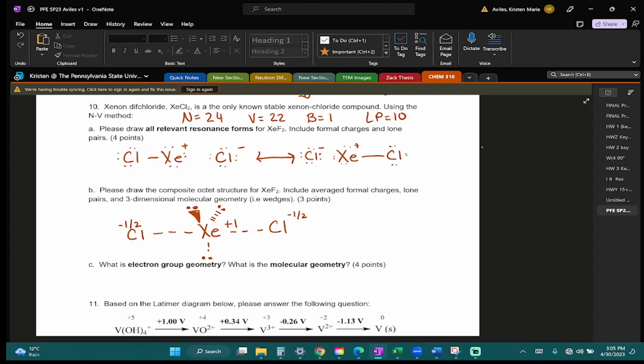So if I have 5 domains, what electron group geometry is this? What's the shape of 5? That's a question I never thought I would ask. Does anyone know the abbreviation for it, maybe? Yeah, there we go. So this means that we're just taking into account everything that surrounds our xenon. We're not discriminating against our lone pairs.